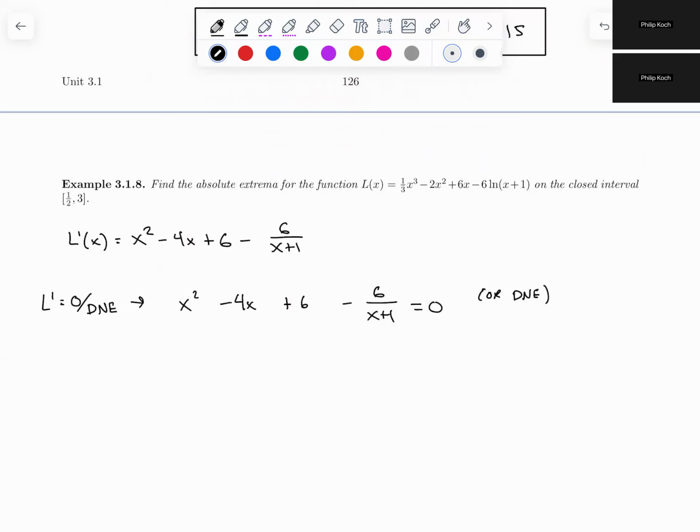But as soon as I see a fraction, what's the first thing that should pop into your mind? Say what? Common denominator, right? Good job.